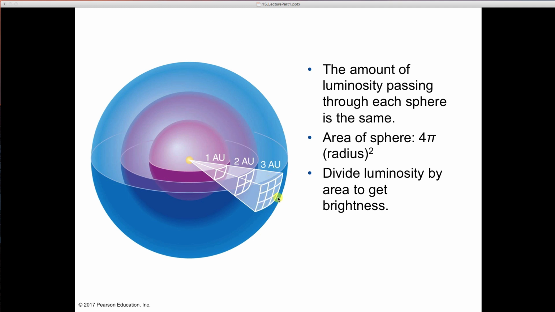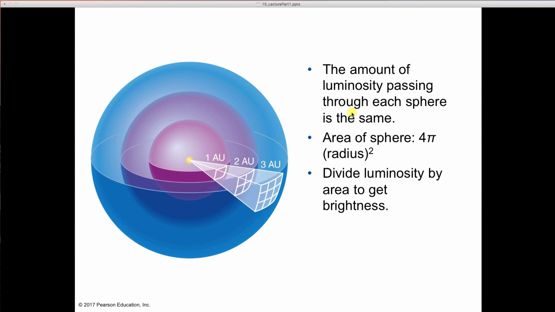So the actual brightness that you might see, if you imagine having a telescope that was one of these squares, the telescope out at 3 astronomical units would be capturing only 1/9 of what the telescope at 1 astronomical unit would be capturing. In other words, the apparent brightness would go down by a factor of 9, 9 times dimmer at 3 astronomical units than at 1 astronomical unit.